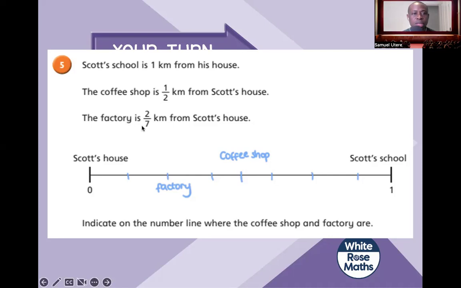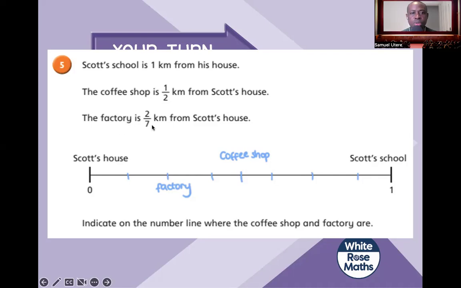So you can see that we're dealing with sevenths, which means we're going to need 7 intervals. So 1, 2, 3, 4, 5, 6, 7. Not quite. Okay. Scott's school is 1 kilometer, so we have 0 to 1. The coffee shop is half a kilometer, so we'll find halfway along the number line.